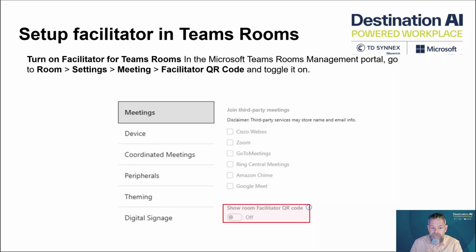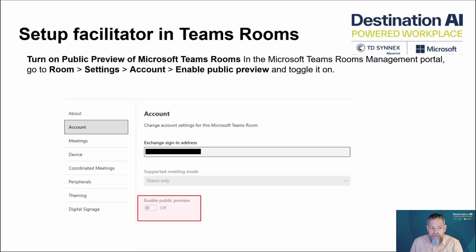We need to go inside the management portal and show that Facilitator QR component on the physical endpoint. Another functionality we need to enable on the physical endpoints is the public preview. Once we manage and enable that functionality, we can start enabling it within that room to have the Facilitator agent.